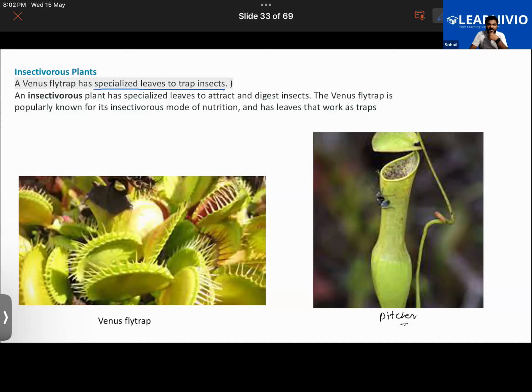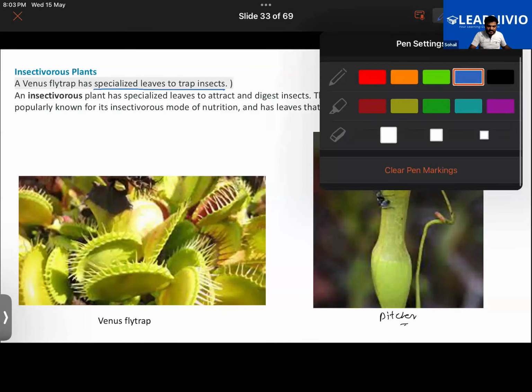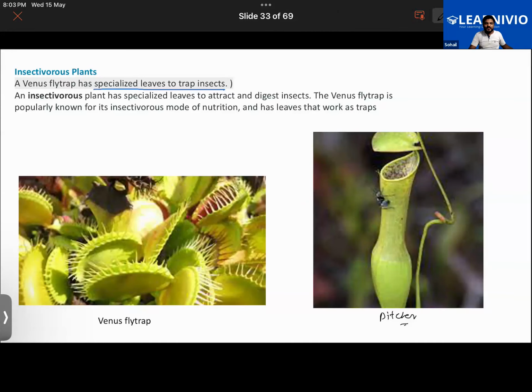Now, a question might be arising in your mind: how does the Venus flytrap attract insects? Those leaf-like things will give a food-like smell. It will release a smell that is similar to the smell of the nectar in the flower. So the leaves mimic the smell of flowers and fruits. Insects are usually attracted towards flowers to suck the nectar, the sweet juice found inside the flower. So that's how it does this.